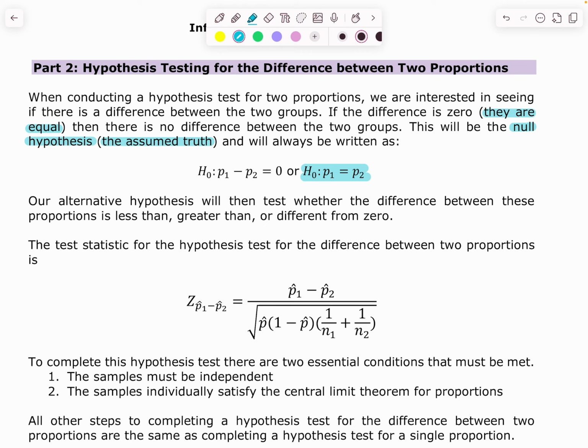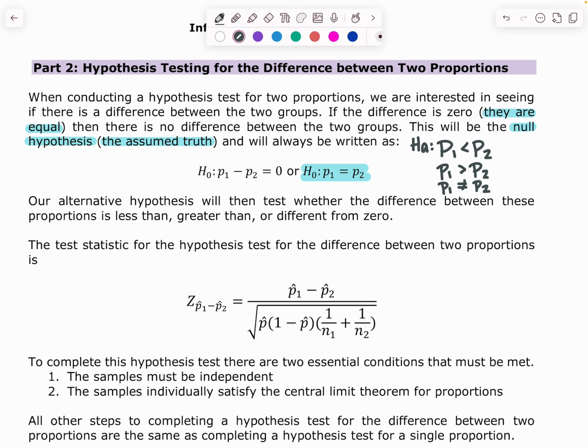Our alternative hypothesis is then going to test whether the difference between these two proportions is less than, greater than, or different from 0. So the alternative will say that either P1 is less than P2, P1 is greater than P2, or P1 is not equal to P2. Those are the three possibilities for what the alternative would say.